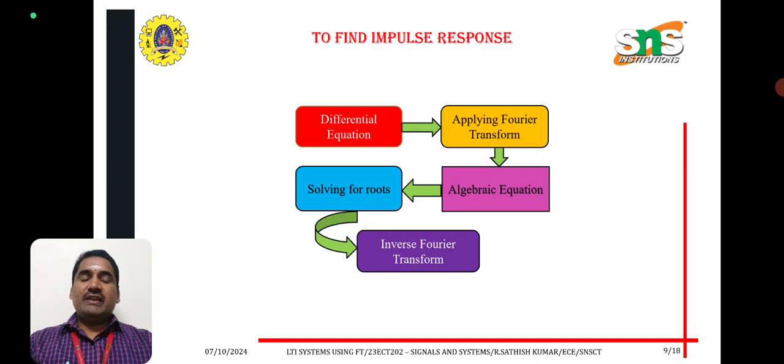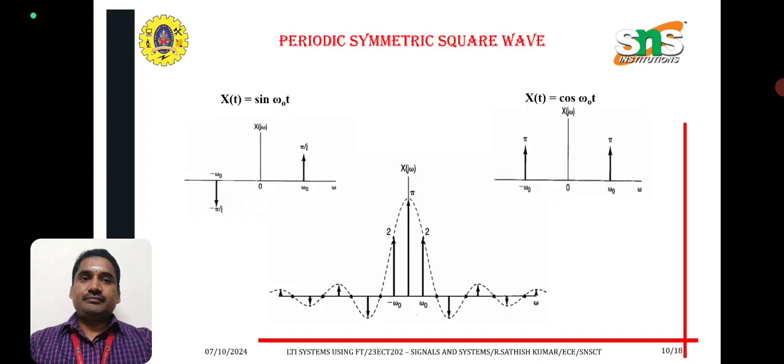Next one, how to find the impulse response of the system for a given differential equation. We can apply the Fourier transform. From that Fourier transform, we can find the algebraic equation and then solve for the roots. Finally, we can take the inverse Fourier transform of the above function, and we can get the impulse response of the system.